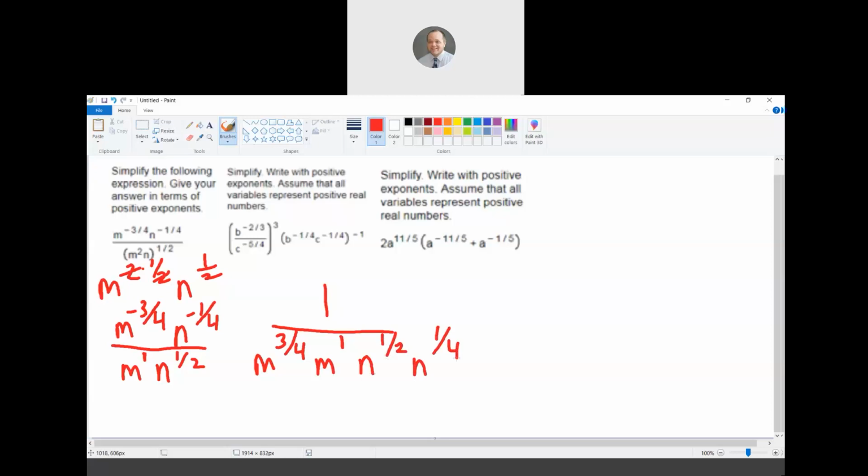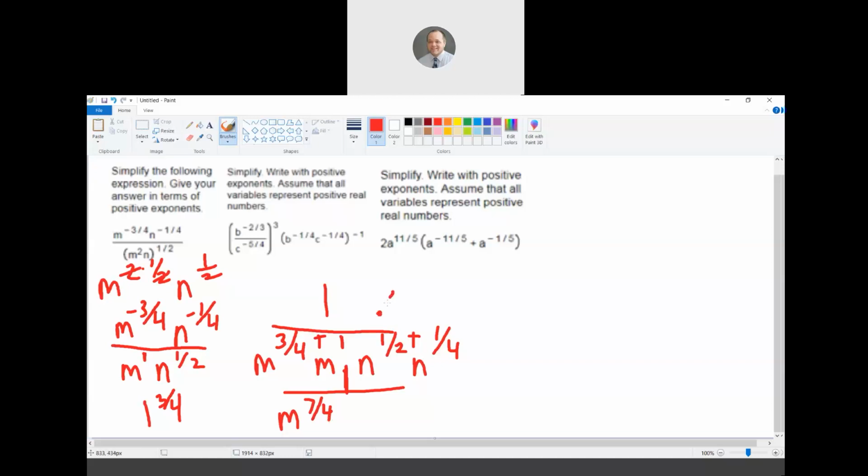For each letter, we now must use the product rule. So the product rule means you add the exponents. Now 1 plus 3/4 is 1 3/4, or that's the same thing as m to the 7/4 power. And for the n's, you don't even have to get a common denominator. Use money to help you add the fractions quite easily.